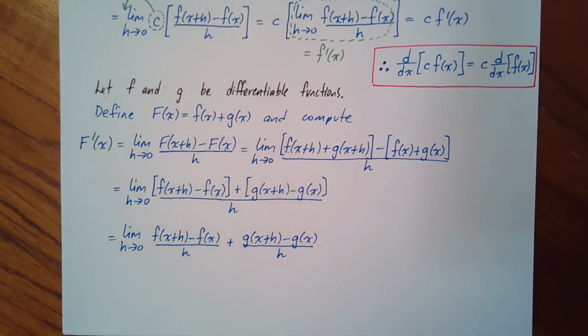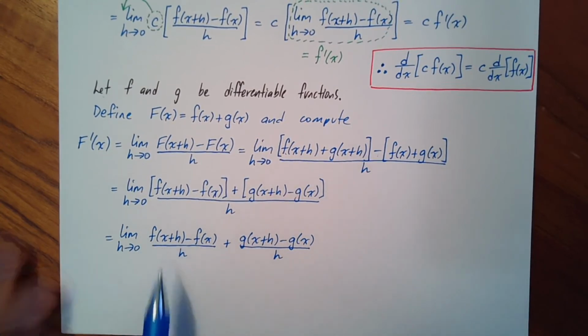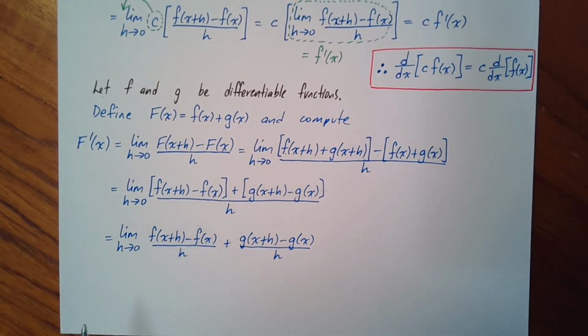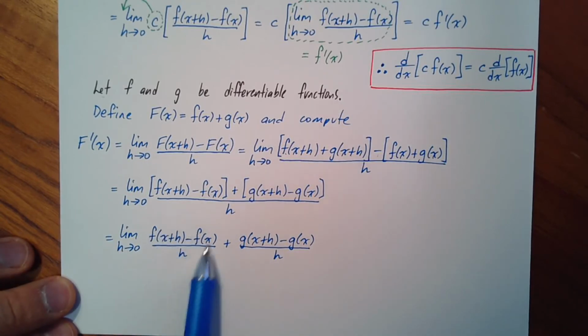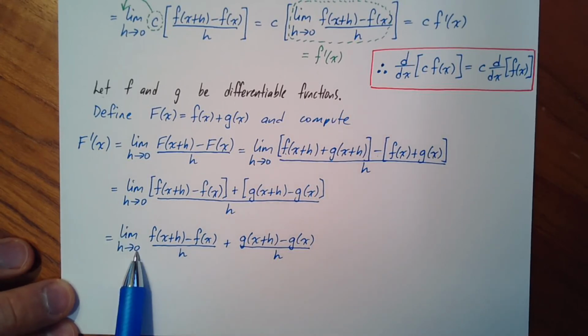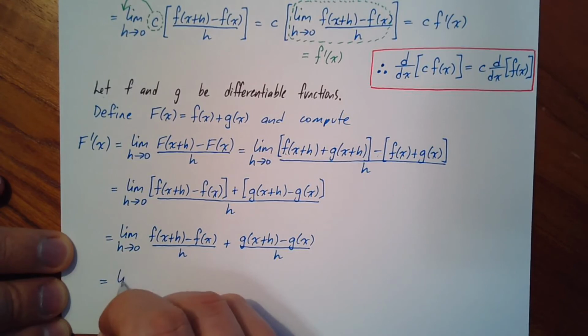All right, and now we're almost done because now we have the limit of two functions of h, right? For every fixed value of x, think of x as a fixed value, this is a function of h, and this is a function of h. We're adding them together and taking the limit as h goes to 0. Well, one of the properties of limits says if I have the limit of a sum of two functions, I can split that up into the sum of two separate limits, which is exactly what we're going to do now.